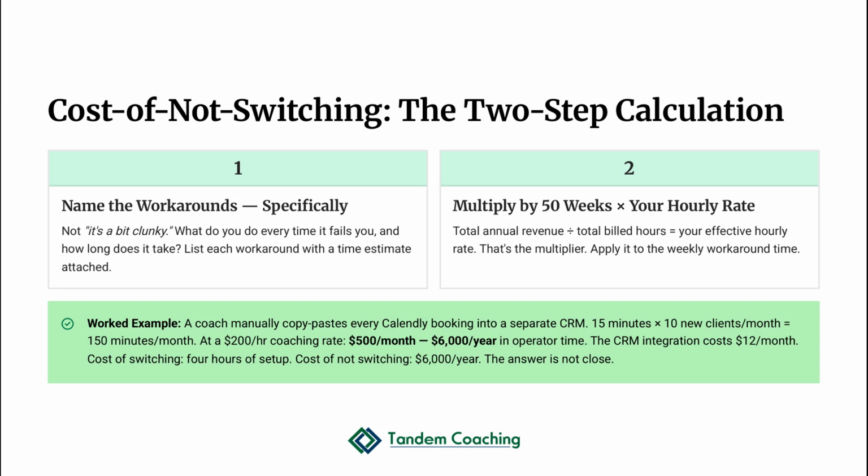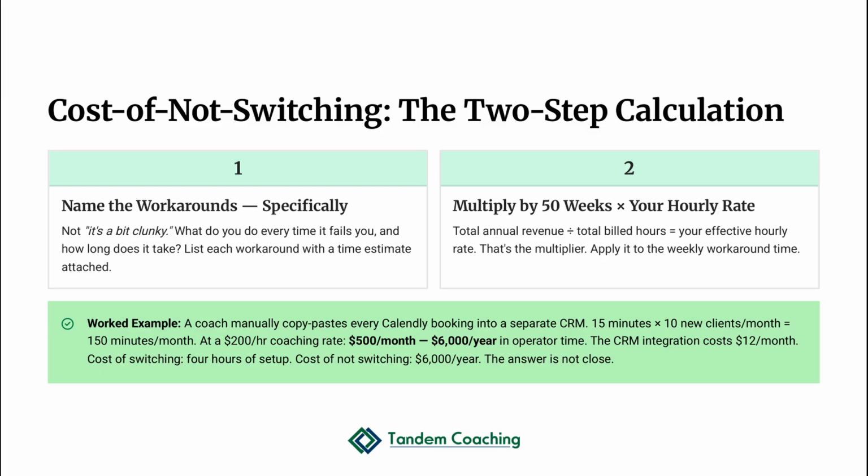Step 1. Name the workarounds you're running around this tool, specifically. Not "it's a bit clunky." What do you do every time it fails you, and how long does it take? Step 2. Multiply by 50 weeks. Multiply by your effective hourly rate. Total annual revenue divided by total billed hours. That's the annual cost of staying.